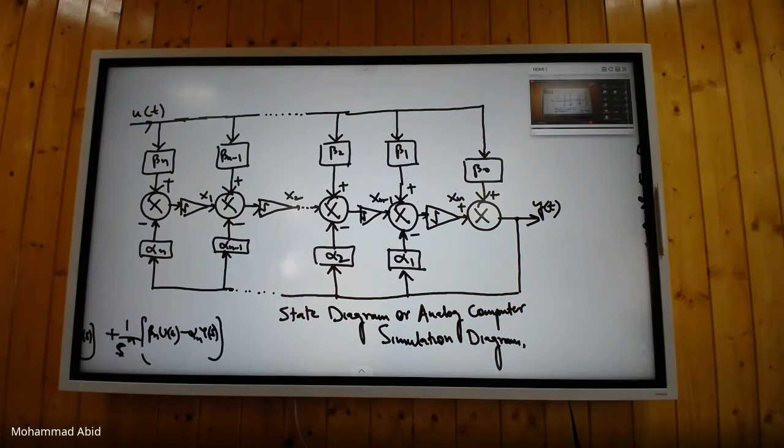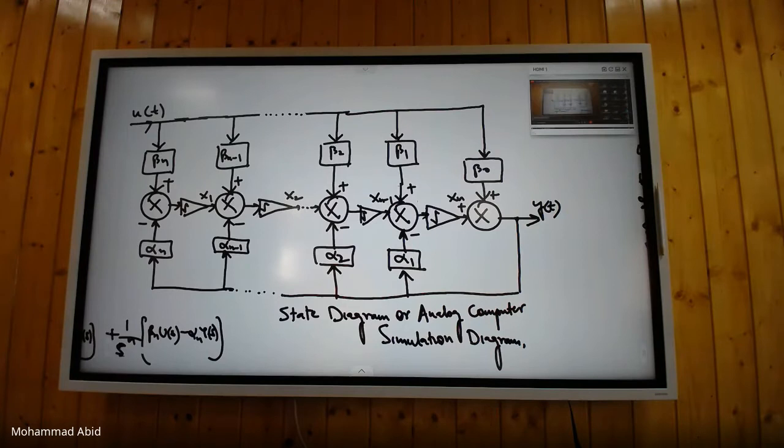So as a general rule, the outputs of the integrators are chosen as state variables. And in order to get the realization in standard second companion form, I am naming the state variables from left to right. Is that clear? Clear to all? Yes, sir.